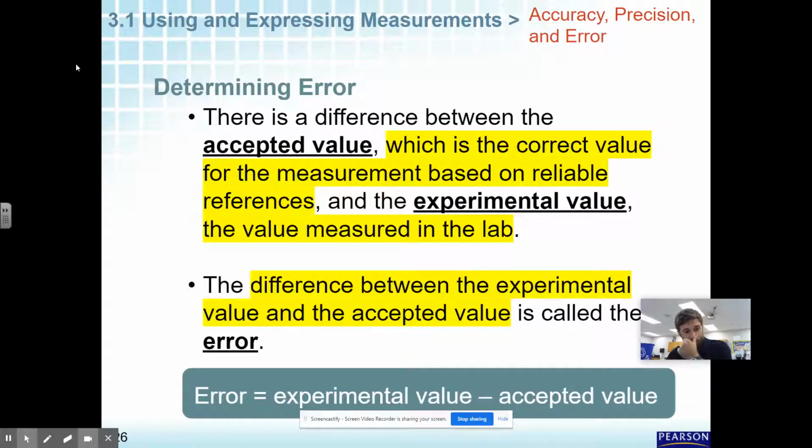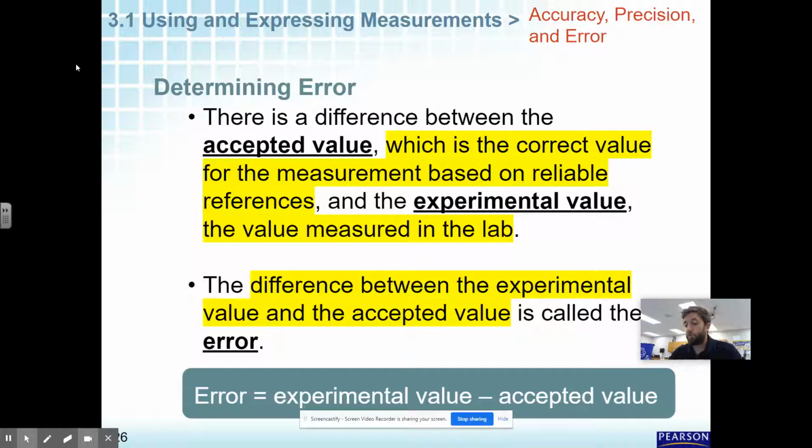So how this relates to actual chemistry, accuracy and precision, it actually goes into the accepted and experimental value. So every single time, and hopefully it's quite a bit this year, but I'm not too confident still, that you do a lab in chemistry, you're going to have an accepted value and you're going to have an experimental value. And really, you have these in life as well. The accepted value is the correct value based on reliable references of a measurement. Okay, it is what is supposed to happen.